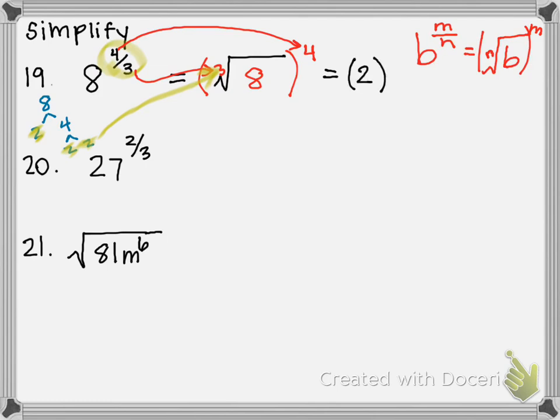but this guy is still being raised to my 4th power. So 2 to the 4th is just 2 times 2 times 2 times 2, and if you multiply that out, you should get 16.